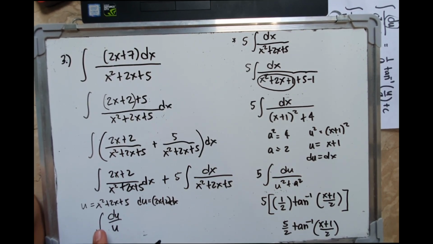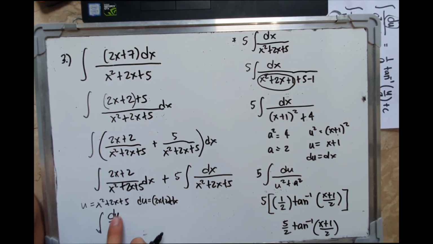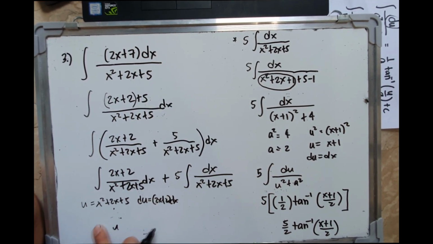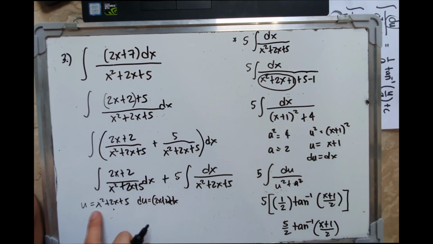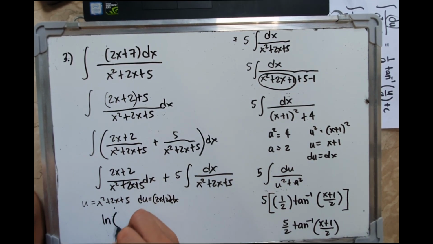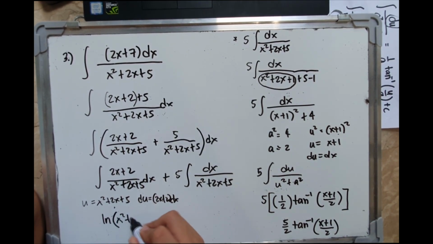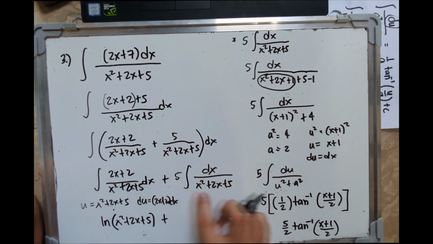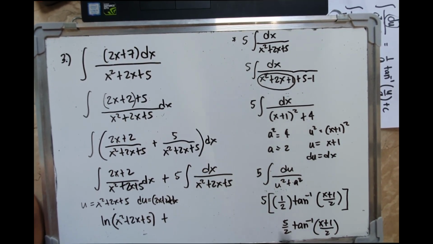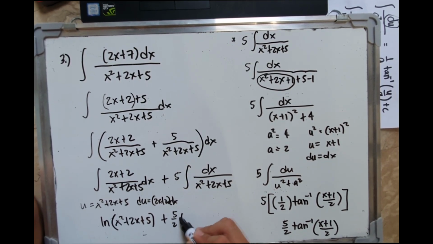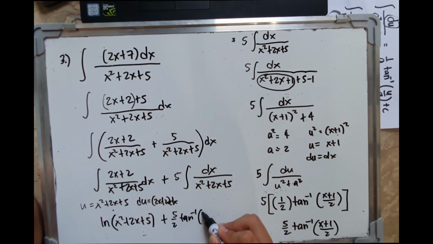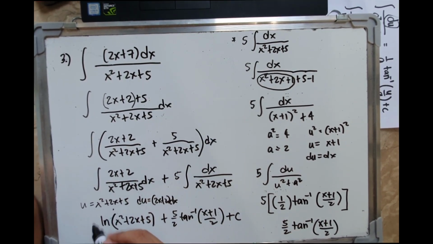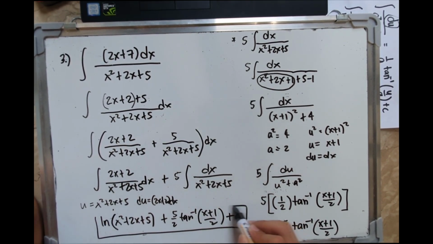How about here, we have du over u, so this is ln u. What is our u? So this is ln of x squared plus 2x plus 5, plus the result here, 5 over 2 times the arctan of (x plus 1) over 2, plus c. This will be our final answer.